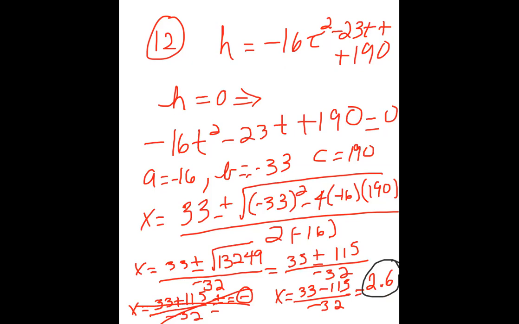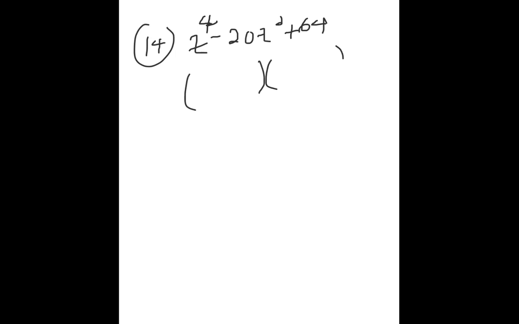All right, guys, number 13 is easy. So I'm going to move on to number 14. It seems like they just want you to factor this one. So here's the problem. It's a 4th degree expression, 4th power, okay? Minus 20z squared plus 64.